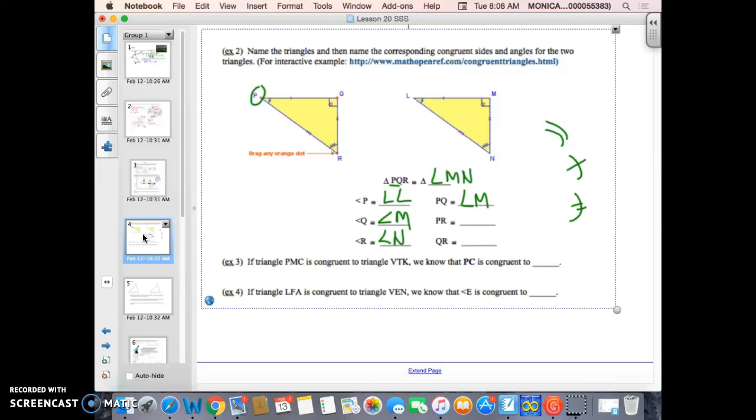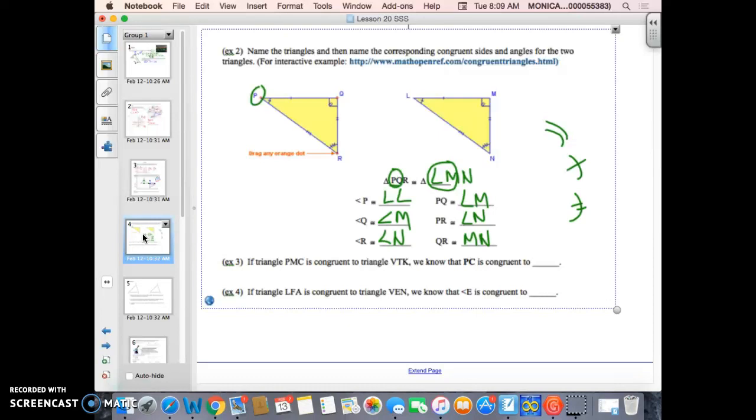PR, which is the long side, is going to be congruent to LN, and QR is then going to be congruent to MN. Now, you can look in the picture, but if there is no picture, you can look at the position. So P and Q are the first 2 letters, so it's going to be congruent to the first 2 letters in the other triangle, L and M. Okay, so that's kind of what's practicing down here.